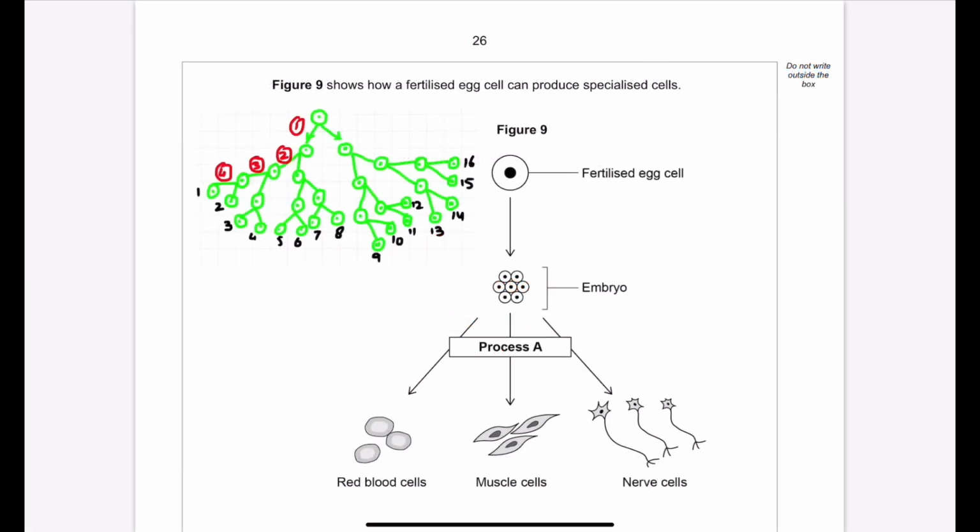Figure number 9 shows how a fertilized egg cell can produce specialized cells. A fertilized egg is given here. It reproduces, an embryo is formed. From embryo we can see that the embryo has the capacity to divide itself for specific kinds of cells like red blood cells, muscle cells, and nerve cells.